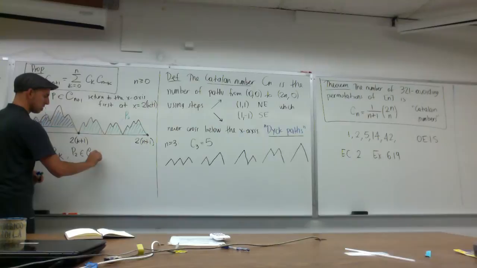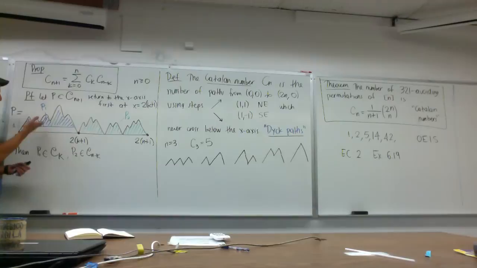So Cn minus k. And conversely, if I start with any path of length k here and any path of length n minus k here, then I'm going to get a Dyck path of length n plus 1 through this construction. Okay. So what did I just do?